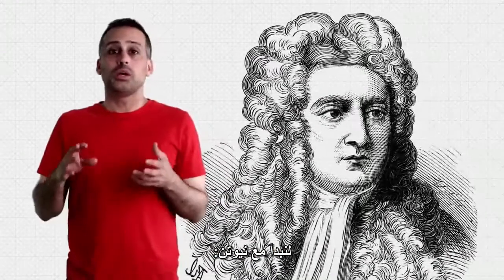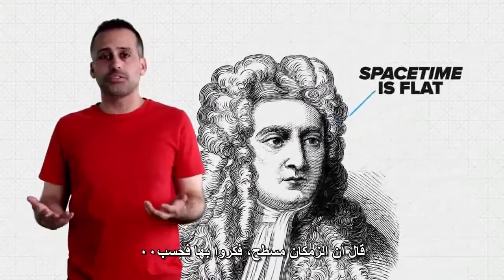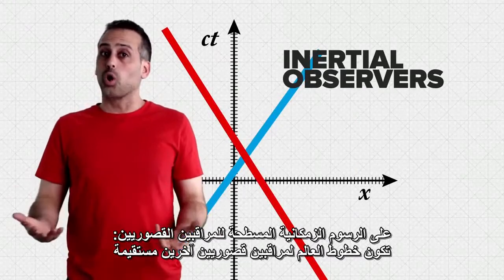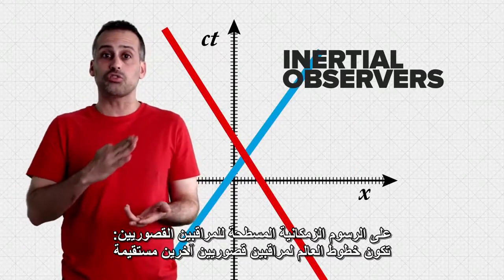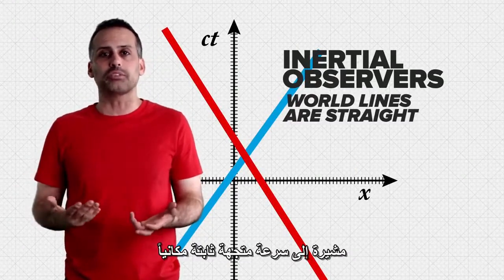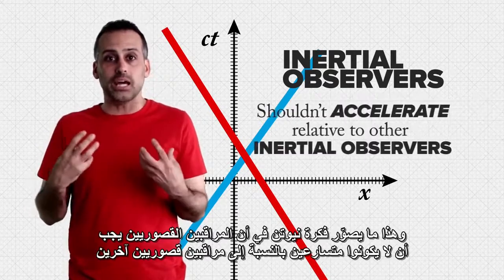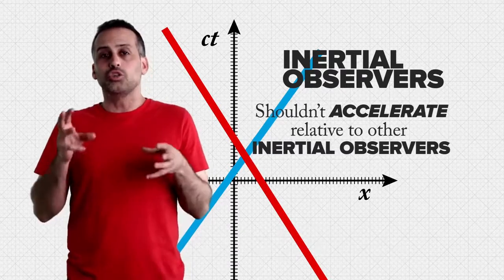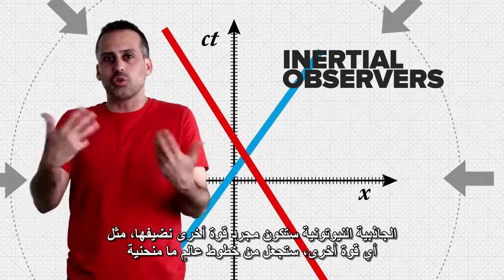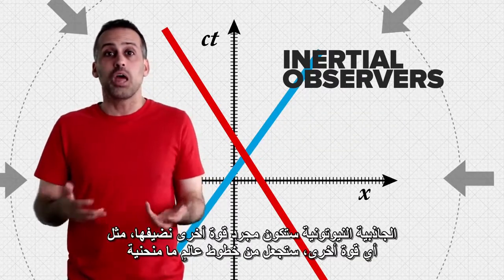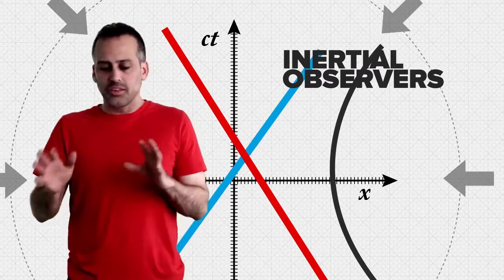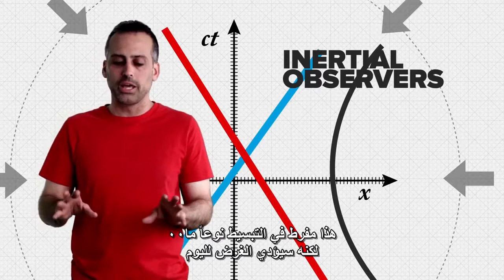Let's start with Newton. He says that spacetime is flat. Just think about it. On the flat spacetime diagrams of inertial observers, the world lines of other inertial observers are straight, indicating constant spatial velocity. This captures Newton's idea that inertial observers shouldn't accelerate relative to other inertial observers. Newtonian gravity would just be an additional force we introduce, like any other force, that would cause some world lines to become curved, i.e. spatially accelerated. This is a bit oversimplified, but for today, it'll do.